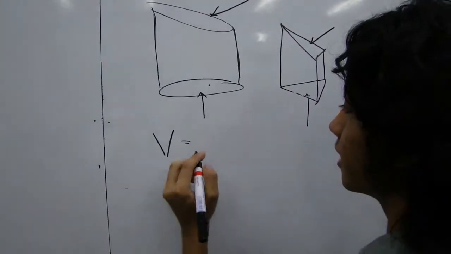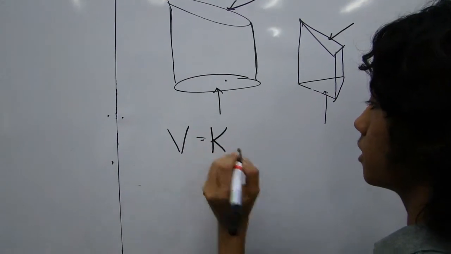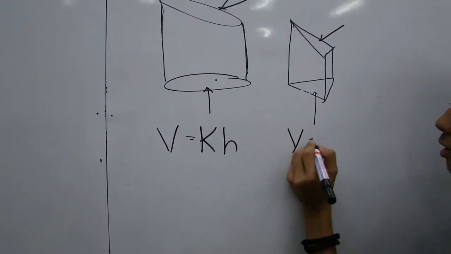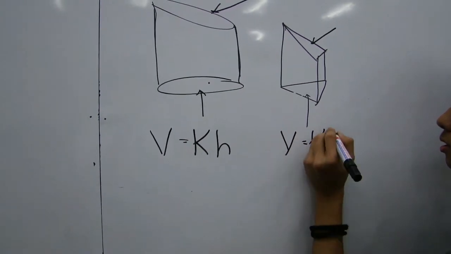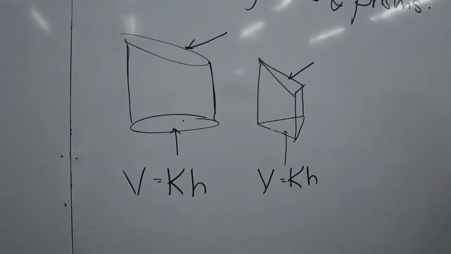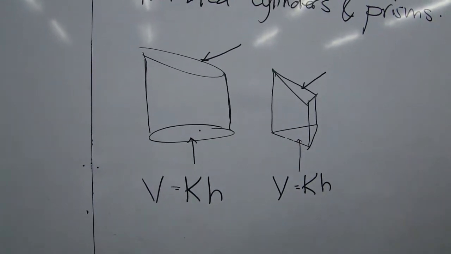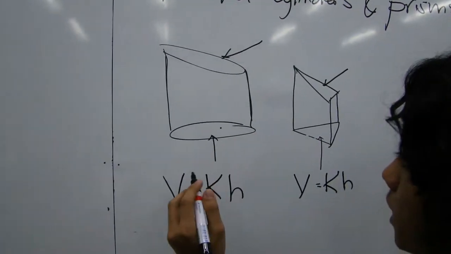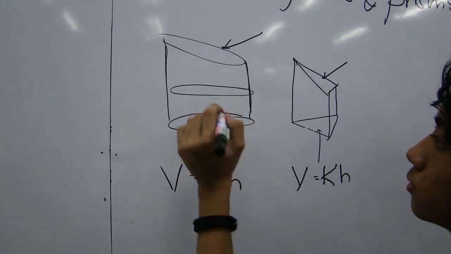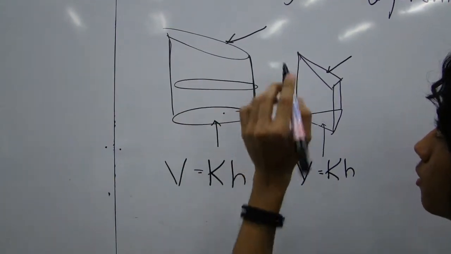truncated cylinder is KH, which is also the same for the truncated prism. The only difference is that the equations differ by their properties. K in this case is the right section of the truncated cylinder.